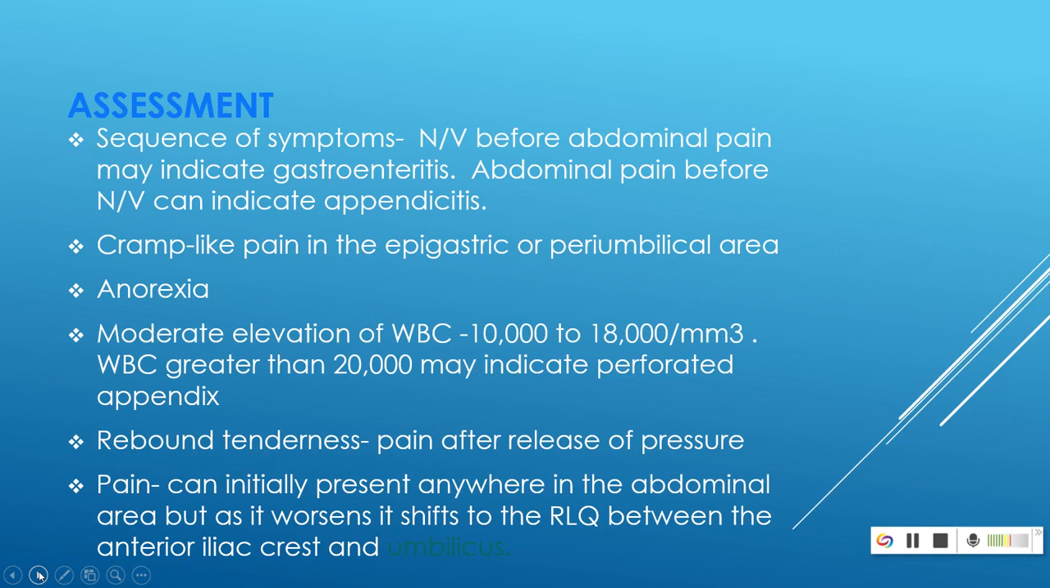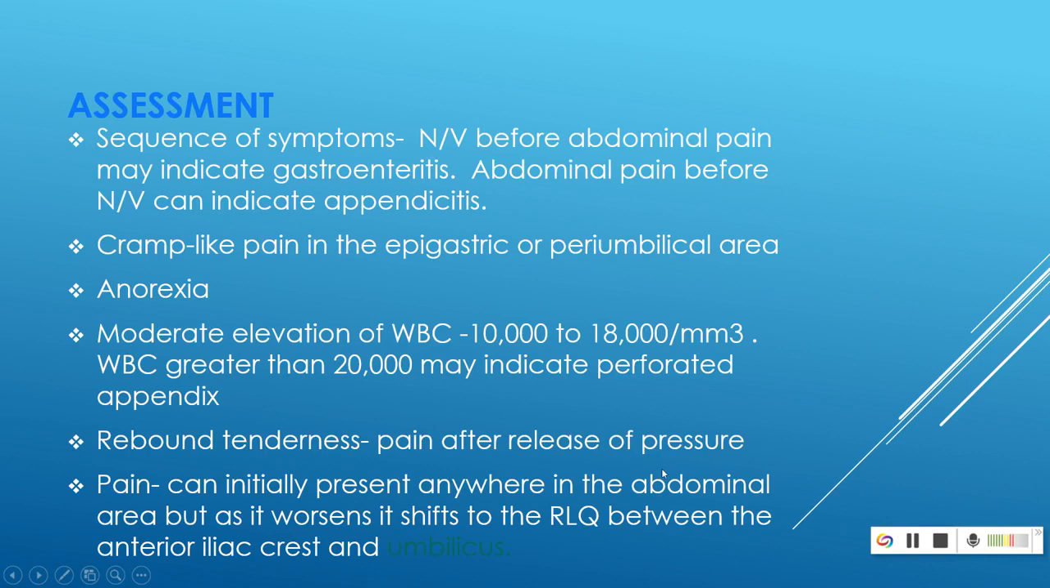Moderate elevation of your white blood cells from 10,000 to 18,000. A white blood cell count greater than 20,000 may indicate a perforated appendix. What does perforated appendix mean? It means that it has ruptured and the contents have gone into the peritoneal cavity, and that is causing an even wider spread inflammatory response. So that's why the white blood cell count is elevated.